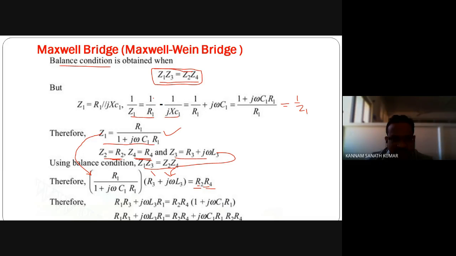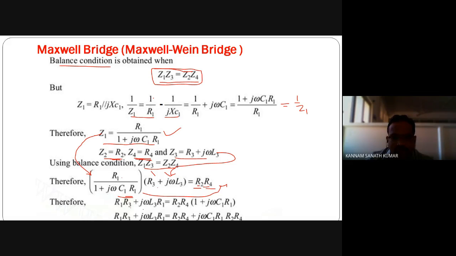Now what you should do? Cross multiply. Here 1 plus j omega C1 R1 is there, no? So this will go to this side. So you multiply R1 with this one. So R1 R3 plus j omega L3 R1 equal to R2 R4 into 1 plus j omega C1 R1. Next, you multiply this: R1 R3 plus j omega L3 R1 equal to R2 R4 plus j omega C1 R1 R2 R4.